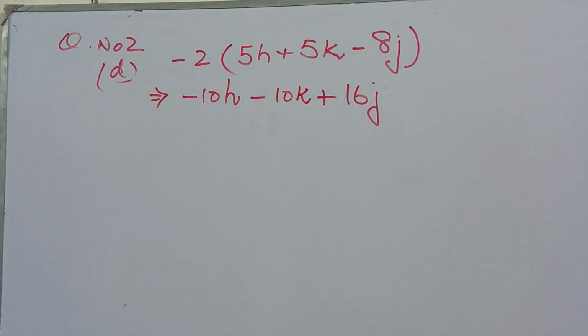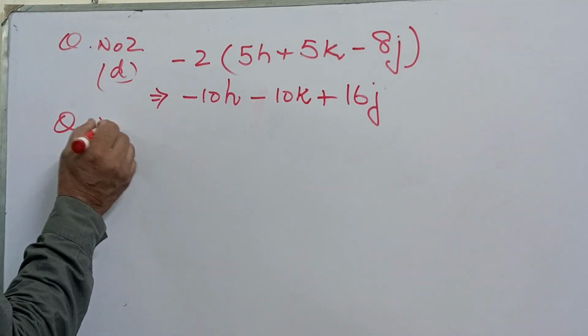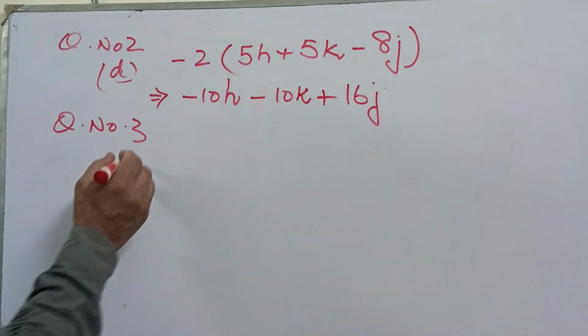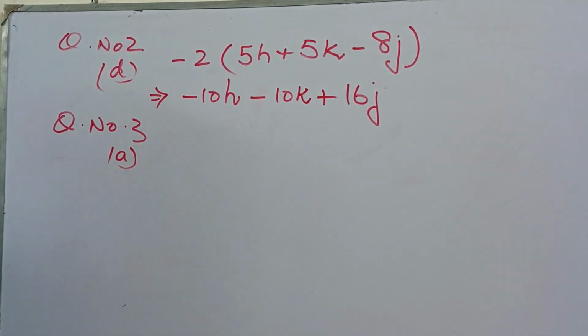Now let me do question number 3. Now there is a small little difference between question number 1, 2 and 3. Now 1 and 2 are the same, but 3 is a little different. Now I am going to start this with part A. Now you will see that there are two elements outside the bracket, but we will multiply only one element. Why?